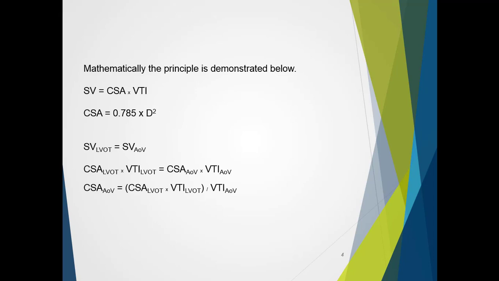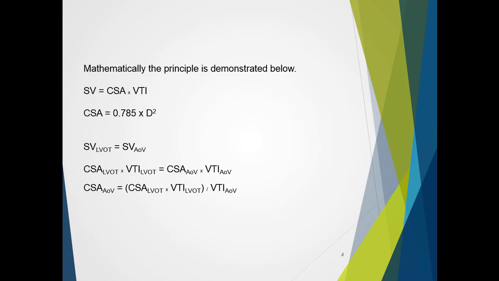Mathematically, the principle is demonstrated as below. We know stroke volume is equal to the cross-sectional area times velocity time integral, and we know that cross-sectional area can be further broken down into 0.785 times the diameter squared. So, having our assumption that the stroke volume through the LVOT equals the stroke volume through the aortic valve, the calculation gets expanded. The cross-sectional area of the aortic valve is what we want to calculate, so this gets moved onto the other side of the equation, and then we have our formula here.